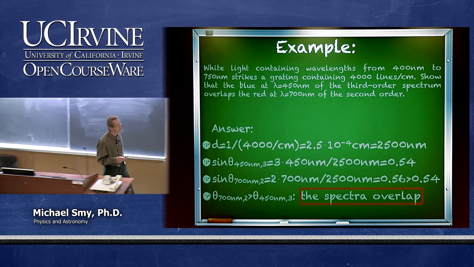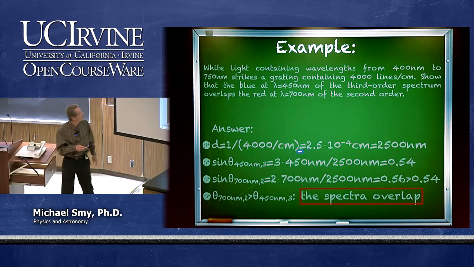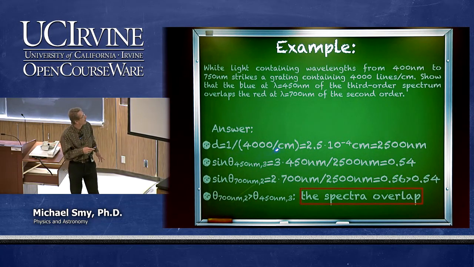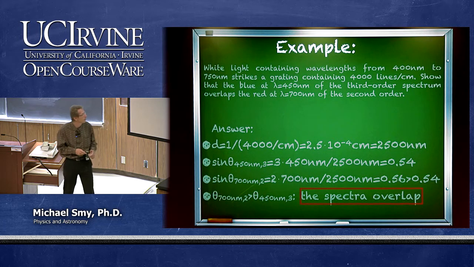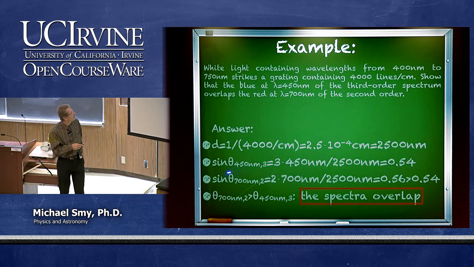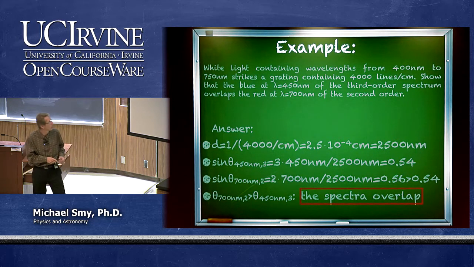And to do that, we proceed in the same way as before. We find the spacing between lines, 1 over 4,000 per centimeter, which gives us 2,500 nanometers of spacing between neighboring lines. And now we can calculate the third order for 450 nanometers. This is 3 times 450 nanometers divided by 2,500 nanometers. And that gives us a sine of the angle of 0.54 if we divide those two numbers and multiply by 3.